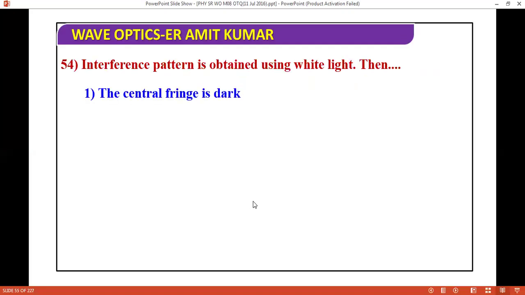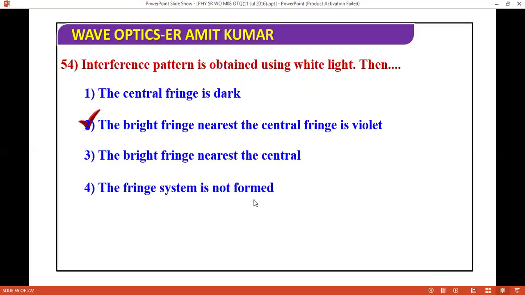If the interference pattern is obtained using white light, then the central bright fringe is dark. The correct answer is that the bright fringe nearest the central fringe is violet. Violet. Next question, I'm moving ahead.